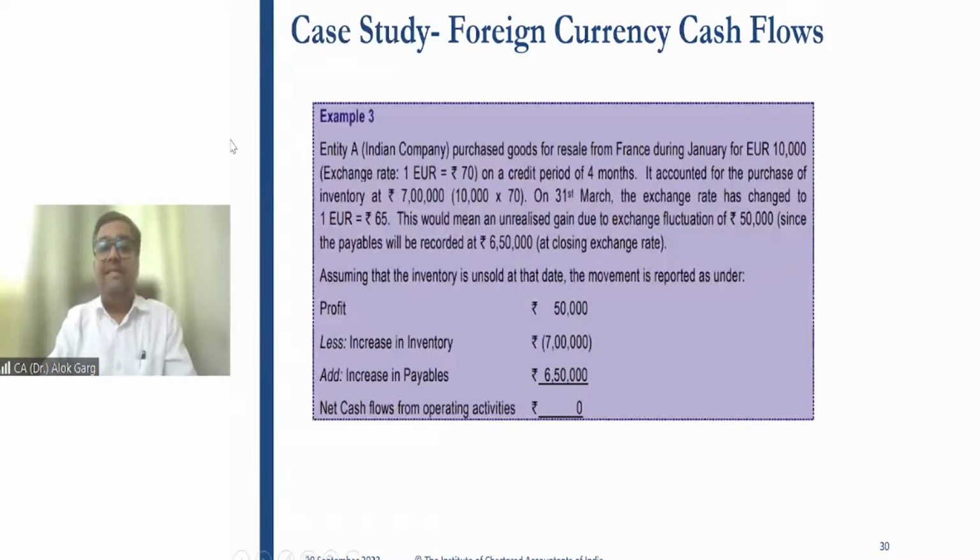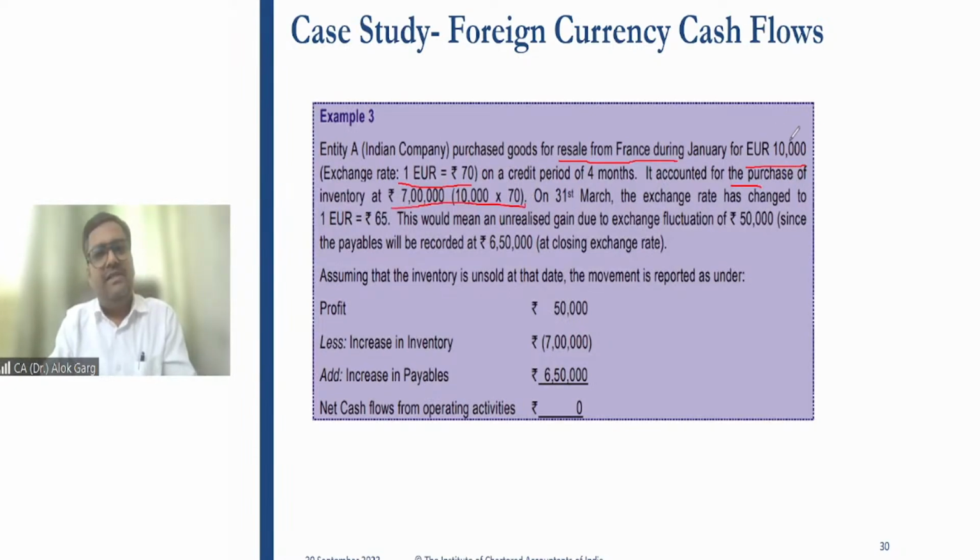So now let's come to example number 3 from the ICAI study material. I would request all of you to solve all the problems of the ICAI study material, right? Foreign currency cash flow. Entity A, an Indian company, purchased goods for resale from France during January for 10,000 euro. Exchange rate was 1 euro equal to 70 rupees on a credit period of 4 months, right? It accounts for the purchase of inventory at 7 lakh rupees, 70 times 10,000.